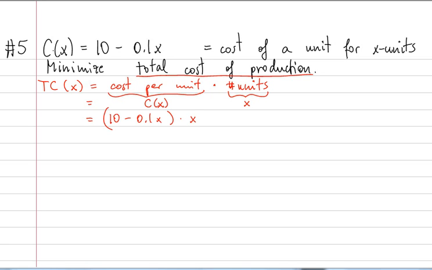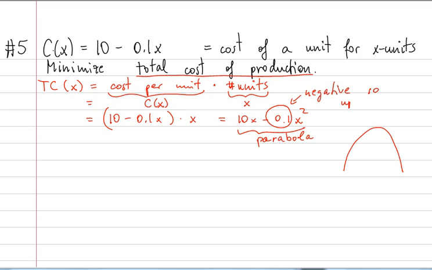Alright, so we'll see that this is going to be 10x minus 0.1 x squared, and this is going to be a parabola, and it's going to be a downward looking parabola because the coefficient of x squared is negative. So upside down parabola. Okay, so it looks like this, and we have to see where it achieves not a minimum, it's going to be a maximum. So this is going to be a problem where we don't minimize total cost of production, we'll actually maximize total cost of production.